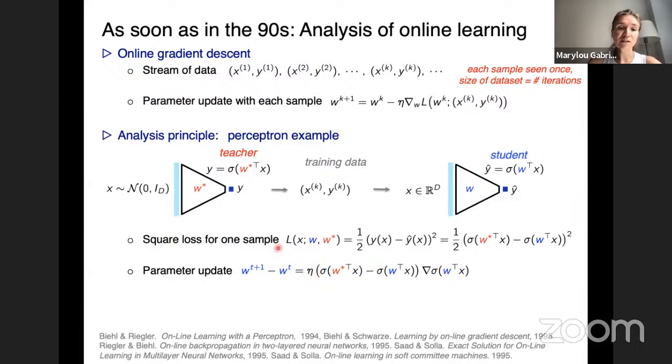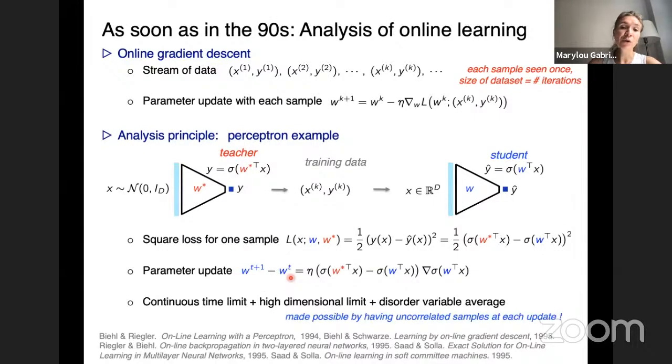And to treat how this is going to evolve and how the generalization is going to evolve, we are going to take a high dimensional limit and take a disorder average. But also on top of it here, we are going to take a continuous time limit. And doing all these steps is going to be made possible by precisely being in the online setting where we have actually uncorrelated samples that are arriving at each update. Since we are not looping over a data set, we are having this simplifying assumption that we are only seeing each data point once.